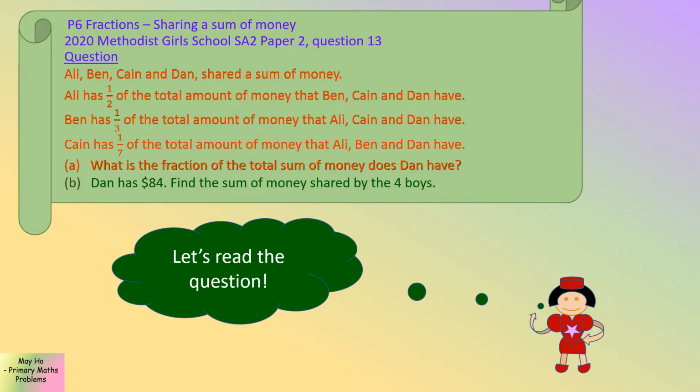Part A. What is the fraction of the total sum of money does Dan have? Part B. Dan has $84. Find the sum of money shared by the 4 boys.